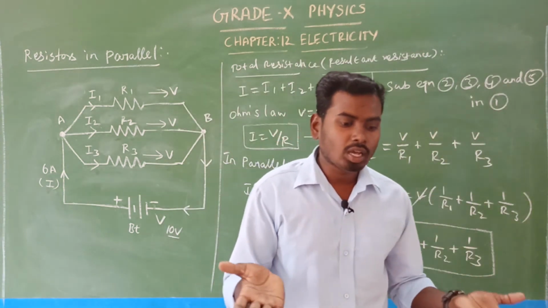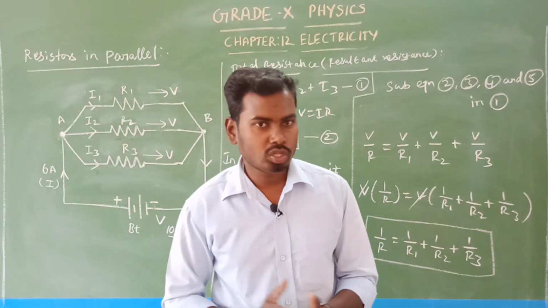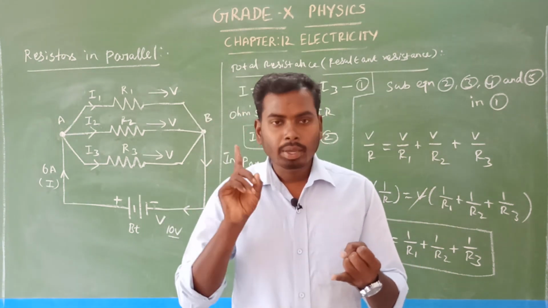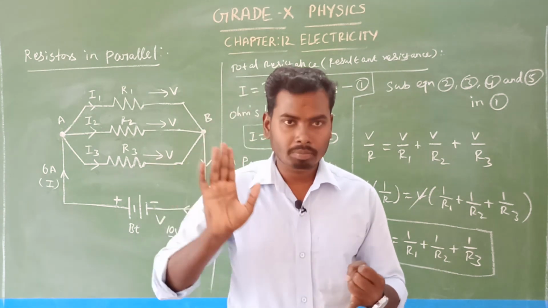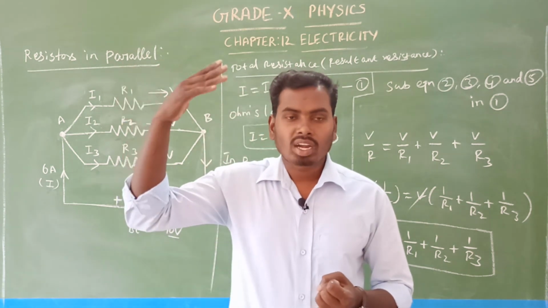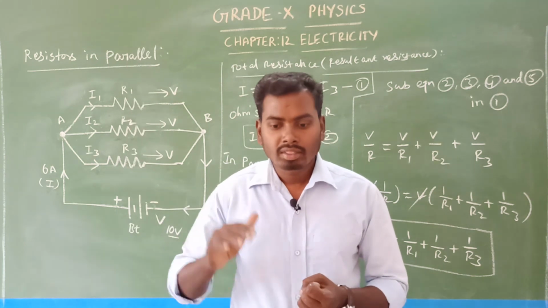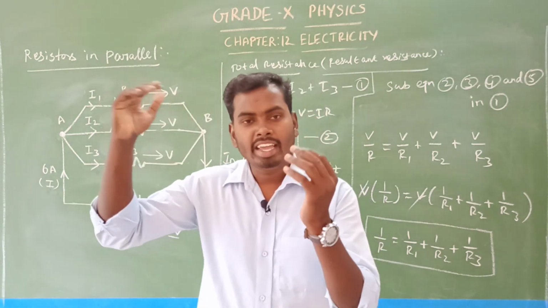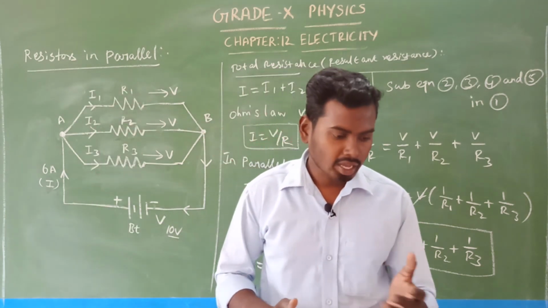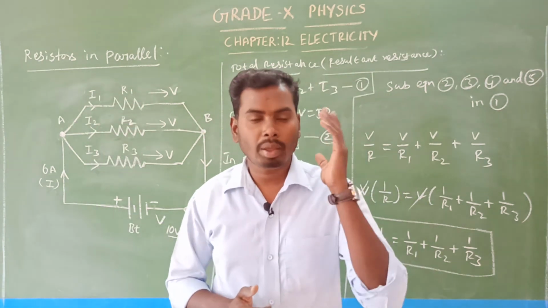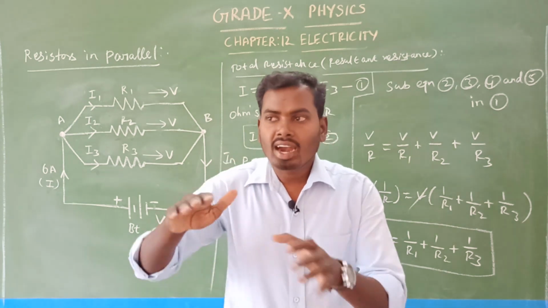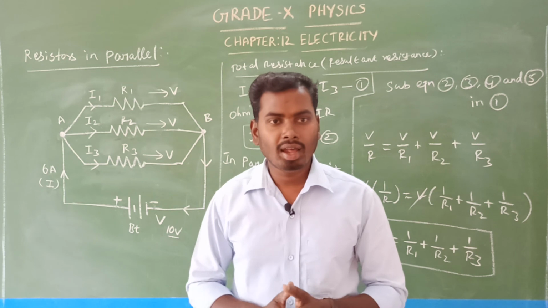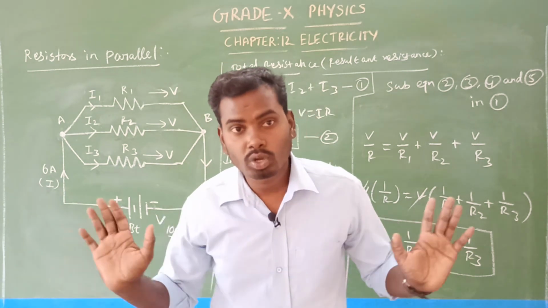So what is the conclusion, sir? Because this session is getting over, what is the conclusion? In parallel combination, the potential difference, which means voltage, remains the same. So whatever resistors are connected in parallel, the same amount of voltage is across each and every resistor. In parallel combination, the current gets distributed when two or more resistors are connected.